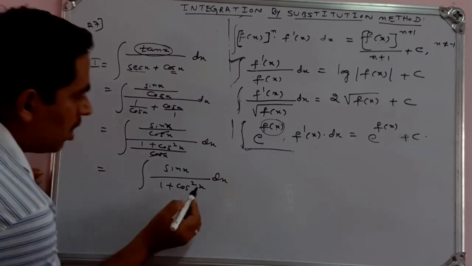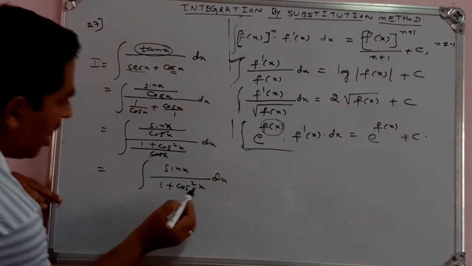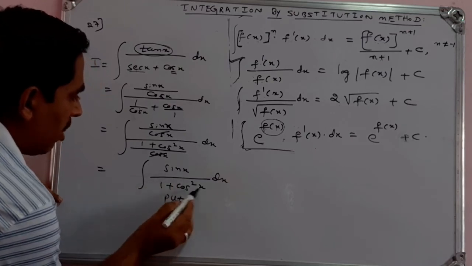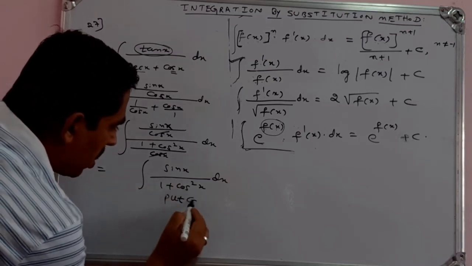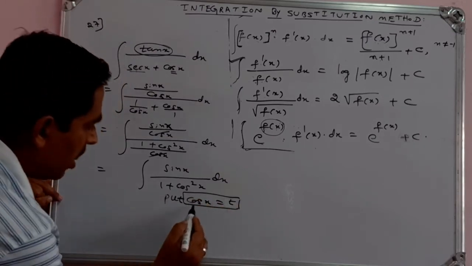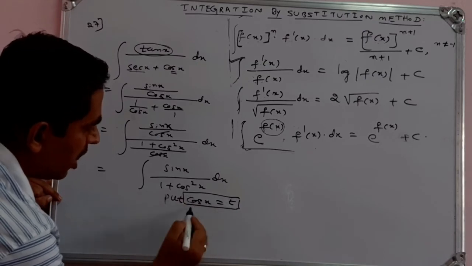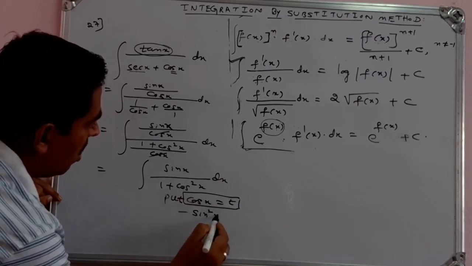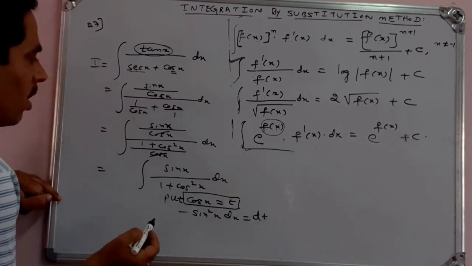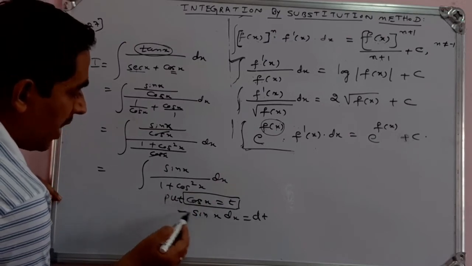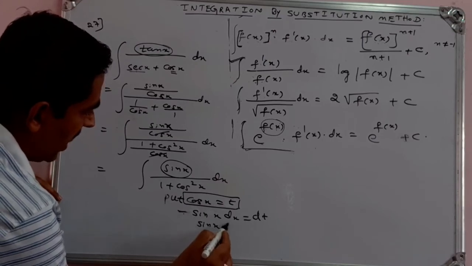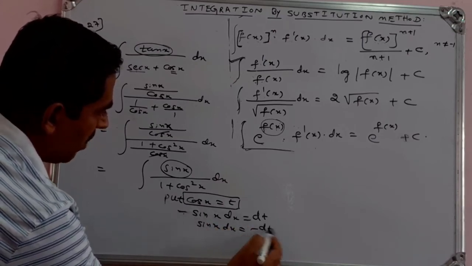In the denominator we have 1 plus cos square x, and in the numerator I have sin x. The derivative of cos x is minus sin x. So if I put cos x is equal to t, then differentiating with respect to x, the derivative of cos x is minus sin x into dx is equal to dt. In the numerator I have only sin x, I don't want this minus. So sin x into dx is equal to minus dt.